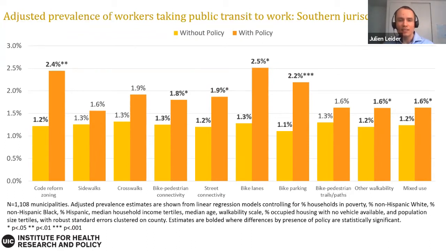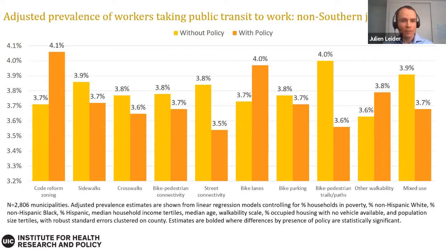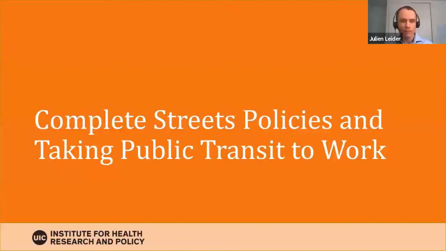Returning to our analysis of public transit to work, where we didn't find associations in the full sample, we did think it was important there to look at stratified analyses because notably public transit use is much lower in the South compared to other regions of the country. In these stratified analyses, we did find that several zoning measures were positively associated with public transit use in the South specifically, including code reform zoning and several specific provisions. We did not find any significant associations when looking at non-Southern jurisdictions specifically.